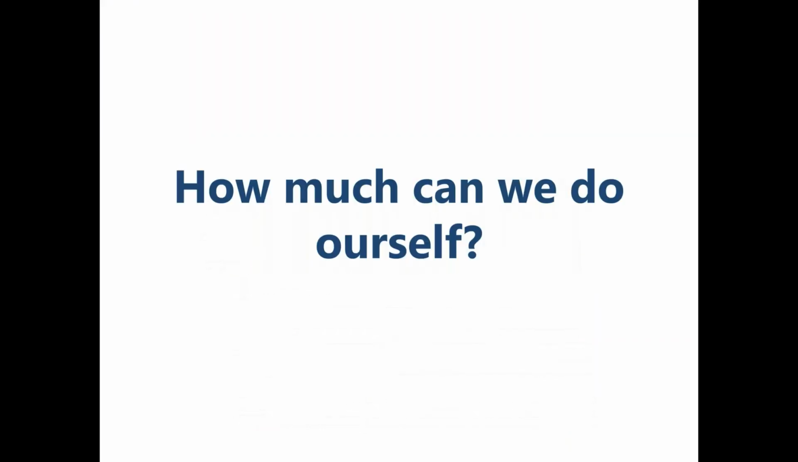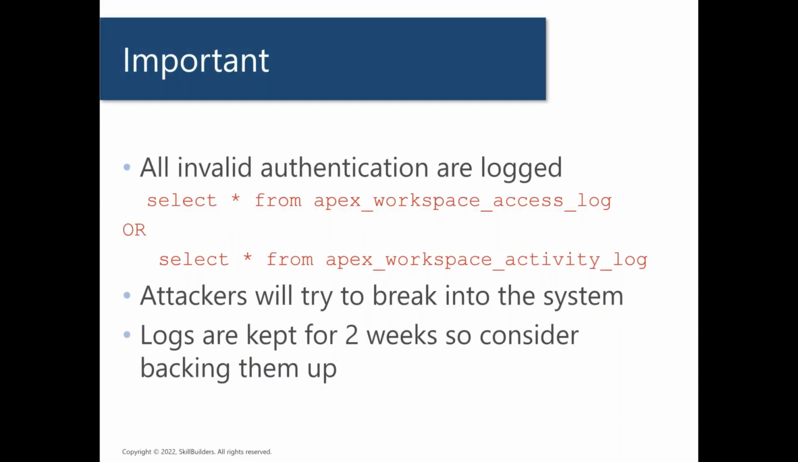But what I want to focus on for the last 2 minutes is how much can we do ourselves? Pretty much we can do everything. We can monitor and log our applications. There's two views I'll just quickly mention: Apex workspace log and activity, like access log and activity log. You want to know who is hitting your apps. Apex stores this for you. All you have to do is put it into your own local tables, because every 2 weeks you're going to lose the data. So you want to pick up the data, put it in your table, pick up the data, put it in your table, and then you can analyze.